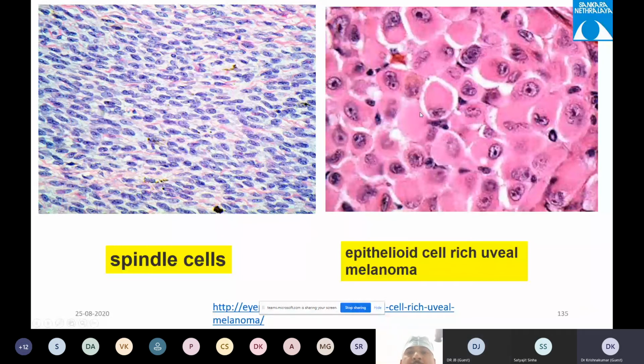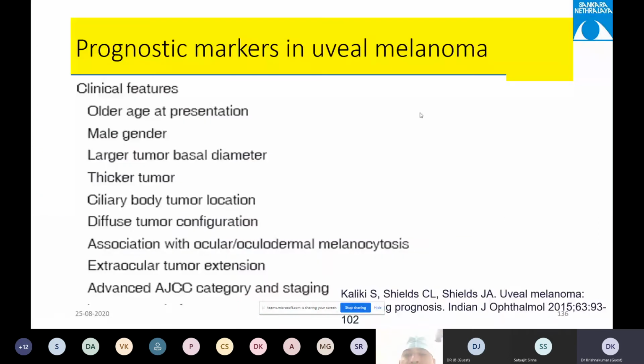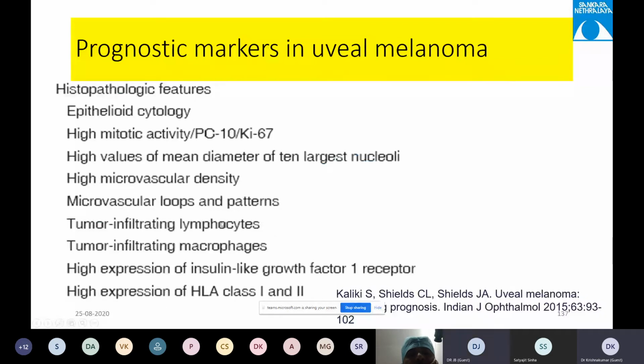I must recommend reading this excellent article in IJO, where Swati Kalki, along with Shields, has published prognostic markers in melanoma. They discuss clinical features like age and large tumor diameter, and histopathological features like cell type, mitotic activity, microvascular density, microvascular loops, tumor infiltrating lymphocytes, macrophages, HLA expression, and insulin growth factor receptor.